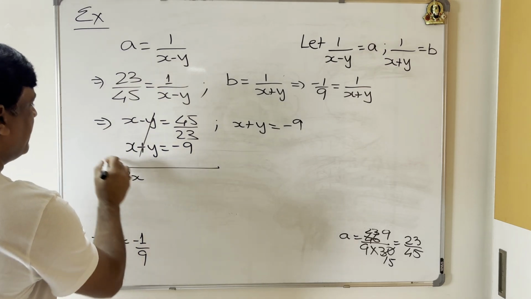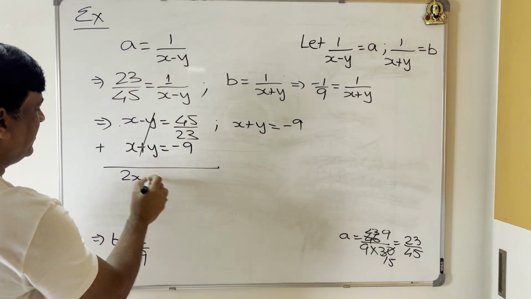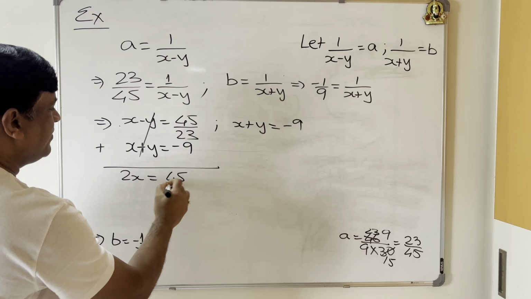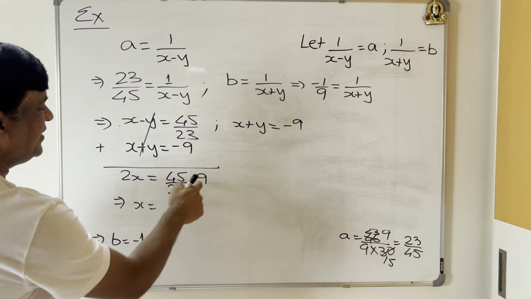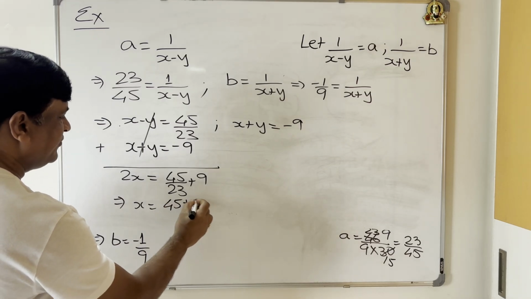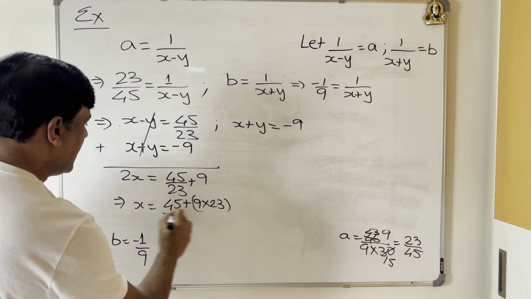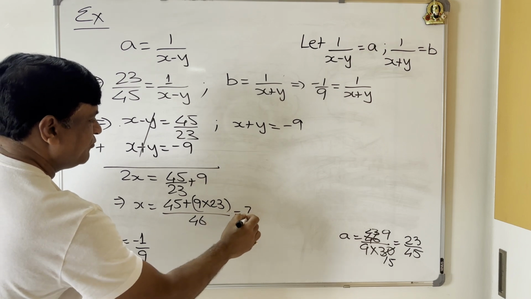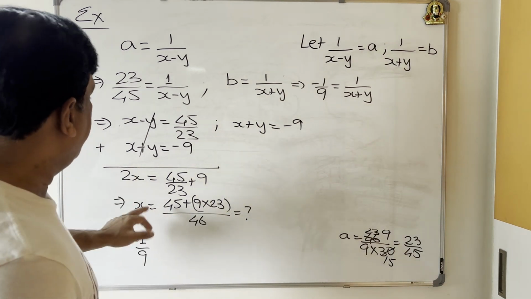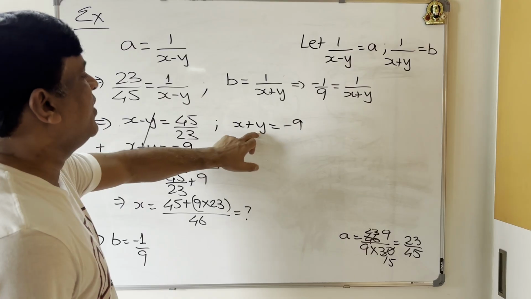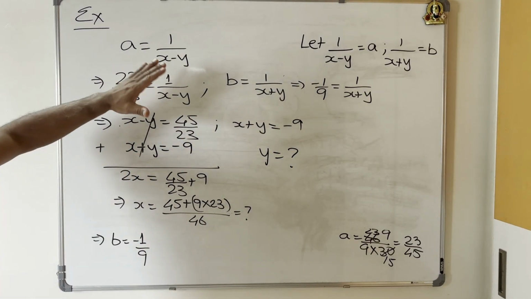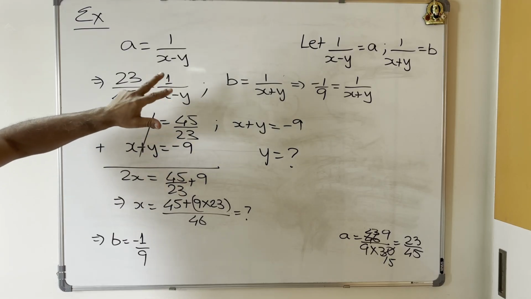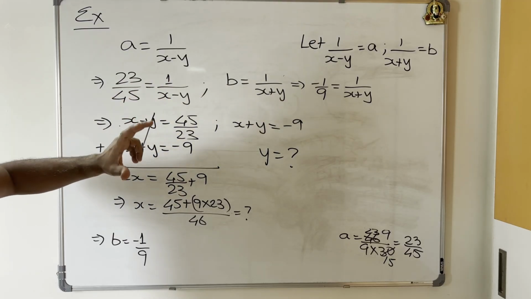I'm adding these two equations so that y gets cancelled out. 2x is equal to 45 by 23 plus 9. So what do you get? x is equal to 23 into 9... I'm not doing the calculations, you can do it, divided by 46. That will be the value of x, whatever it comes out to be. I don't want to waste time doing that. Now, using this particular value, put it in one of the equations, and you should be able to get the value of y. Understood? This is how you tackle these kinds of problems. What you did in this particular problem is that you used the logic of simultaneous equations twice, right?